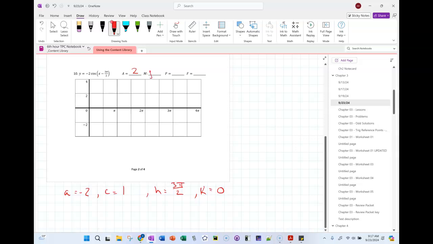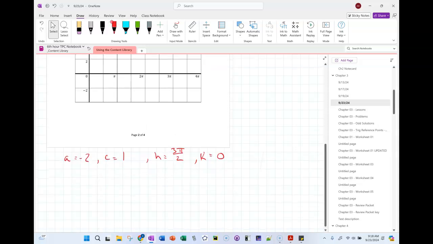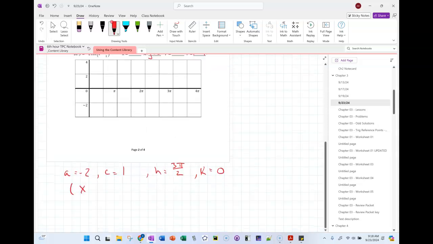The midline is y equals K, so that's y equals 0. The period is 2 pi divided by the absolute value of C, so that's going to give me 2 pi. And the frequency is always just the reciprocal of the period. So I'll write my transformation map here. That's Cx, well, C is 1, plus H, and then AY plus K.